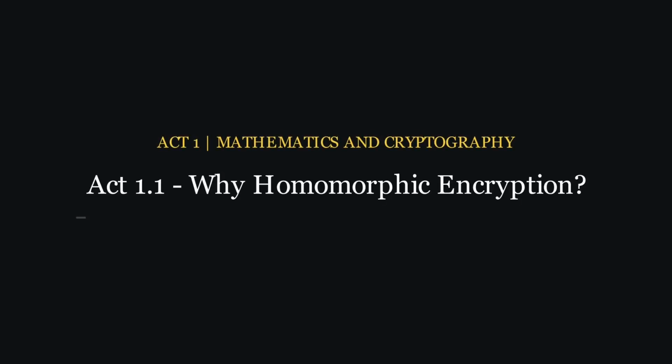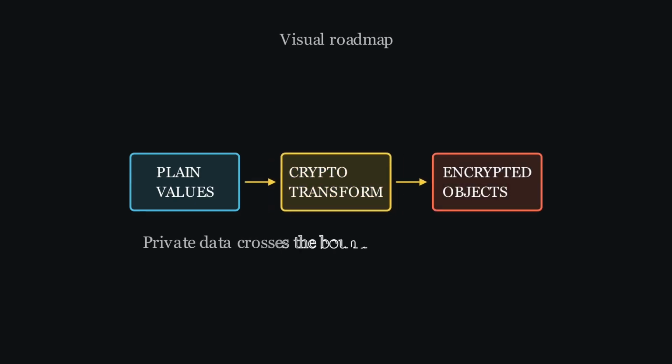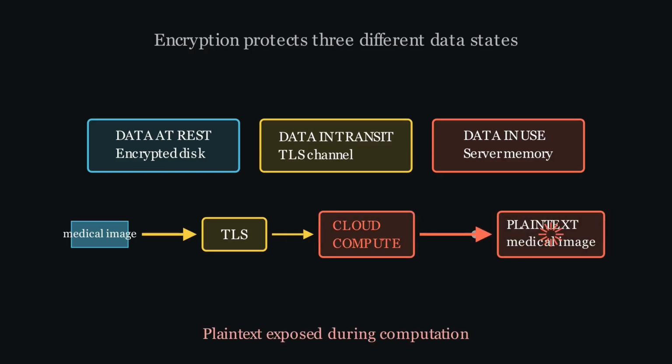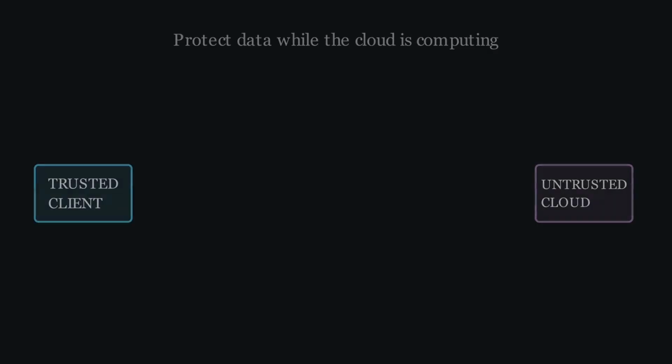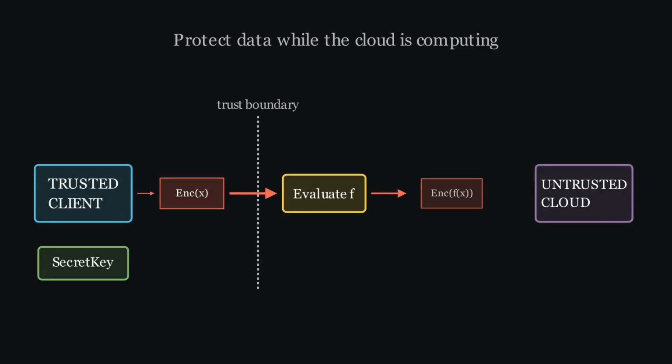Welcome to Act 1. How can a client use cloud computation without revealing private data? The roadmap moves from plain values to encrypted objects. TLS protects information in transit, but an ordinary server decrypts it before computing. Homomorphic encryption keeps the secret key with the client and allows only ciphertext to cross the trust boundary.